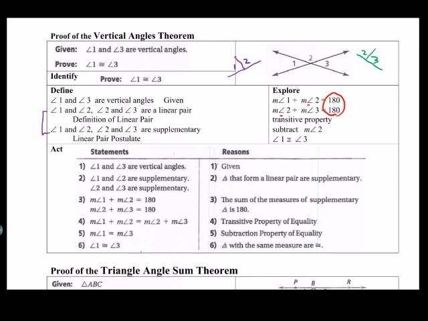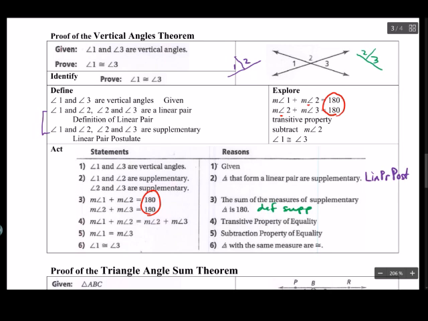Let's look how we put it together. We are given vertical angles. We said that they are supplementary. This is by linear pair postulate. We can write it out or name it. And then we can write our equation. This is just definition of supplementary. And that gives us our common term there. So we use our transitive property to set them equal to each other.